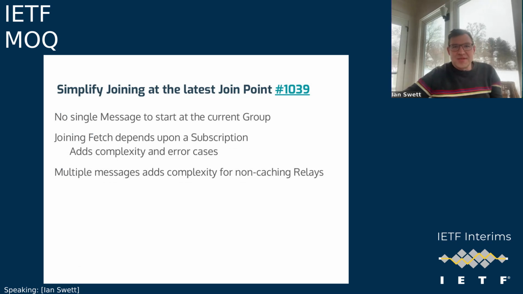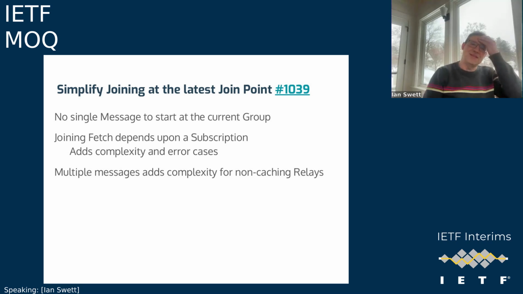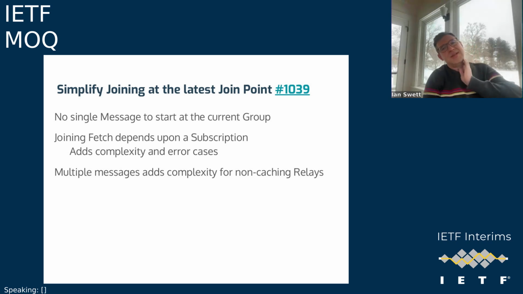I think this is Will's issue, simplified joining at the latest join point. It's kind of a bummer we don't have a single message. I don't think this is purely an aesthetic issue, although it is sort of an aesthetic issue. So one is, joining fetch depends on a subscription. It's the only time we have a message depend on another message or request. This adds some amount of complexity in error cases, as evidenced by the bidirectional streaming PR, but I think there are other minor issues that can arise from this.